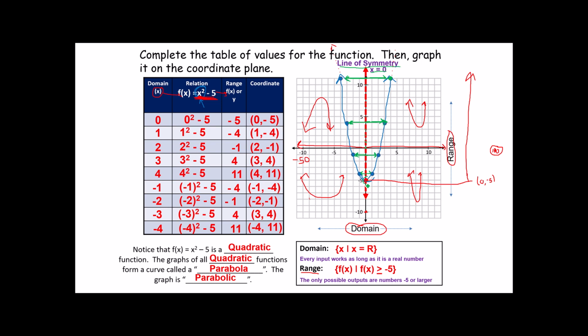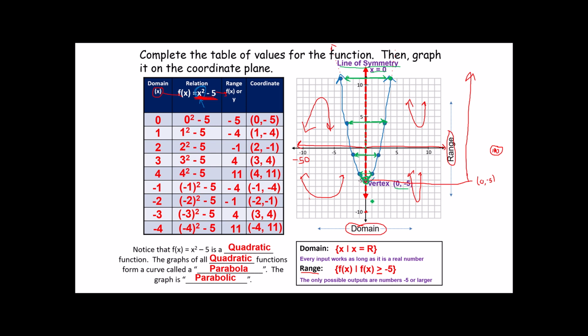Now, the line of symmetry will always pass through the vertex, or the coordinate (0, -5) in this case. The vertex is that point where your graph changes what it's doing. So here it was coming down, getting less and less steep until it reached this point. And then once we had this point, it starts getting more and more steep. Its behavior changes right there.